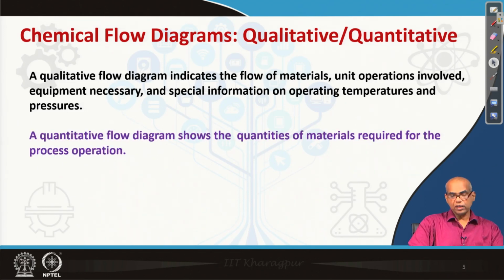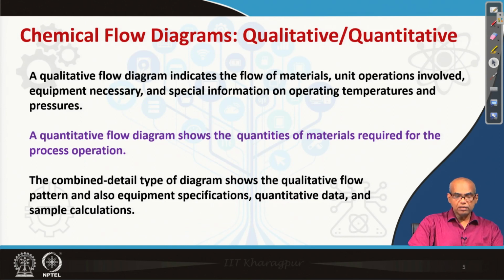A quantitative flow diagram shows the quantities of materials required for the process operations. So, the quantitative flow diagram will tell you the quantities of materials that are involved in the process. The combined detail type of diagram shows the qualitative flow pattern and also equipment specification, quantitative data and sample calculations. So, this is basically a combination of qualitative flow diagram and quantitative flow diagram.